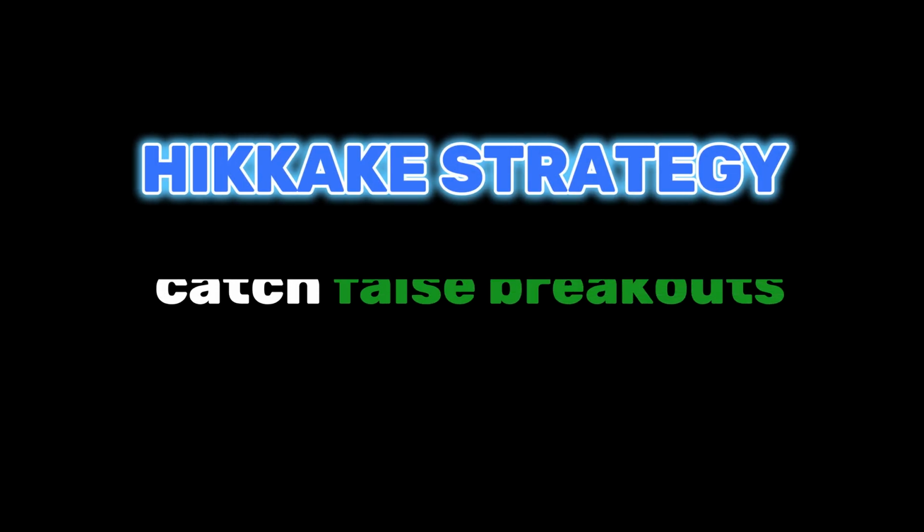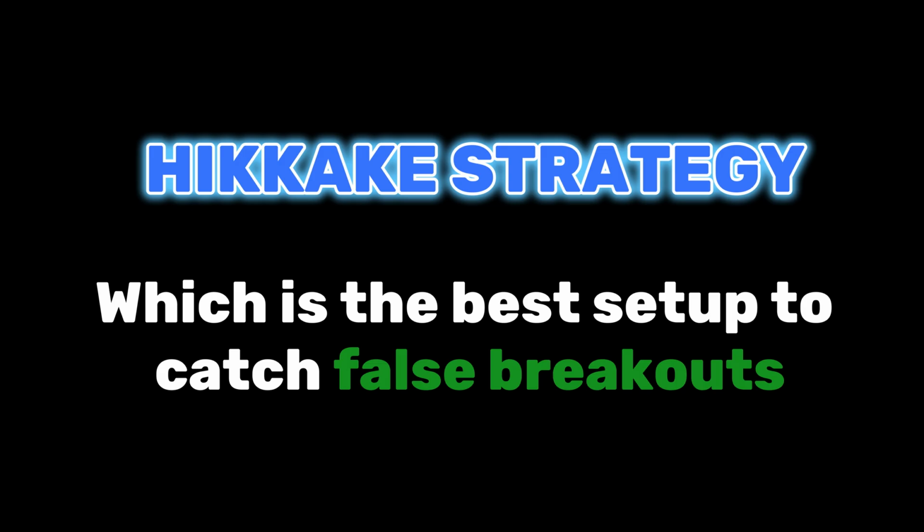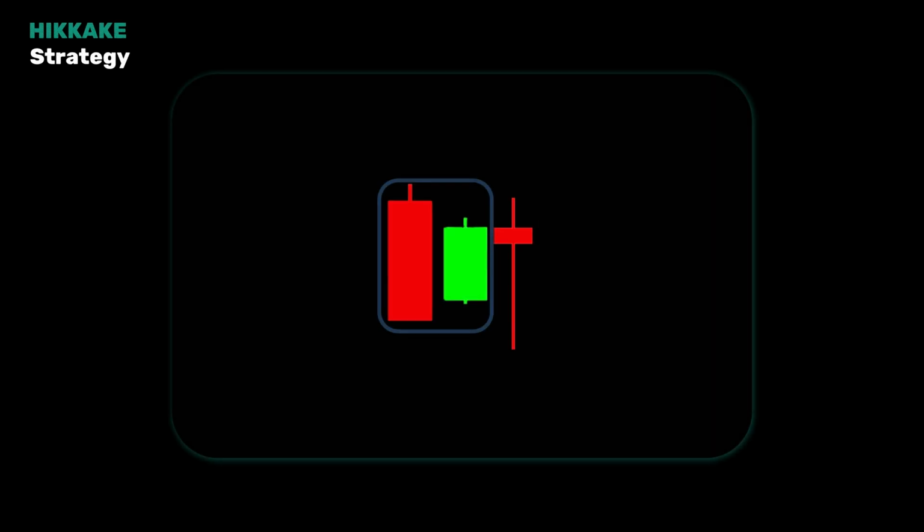Next is Hikkake pattern strategy, which is the best setup to catch false breakouts. This pattern starts off by following the inside bar pattern. Then the following setups happen.